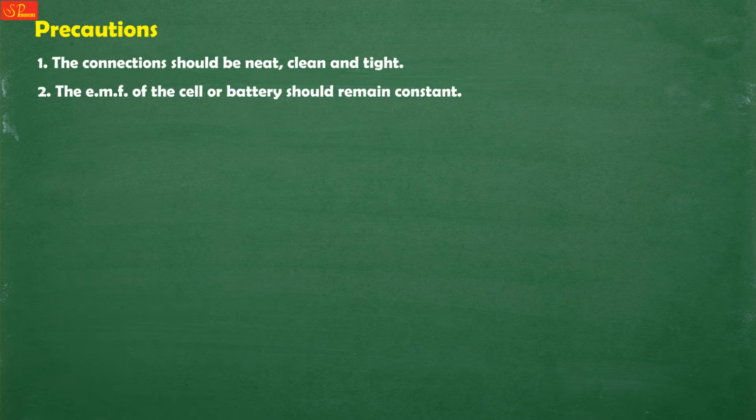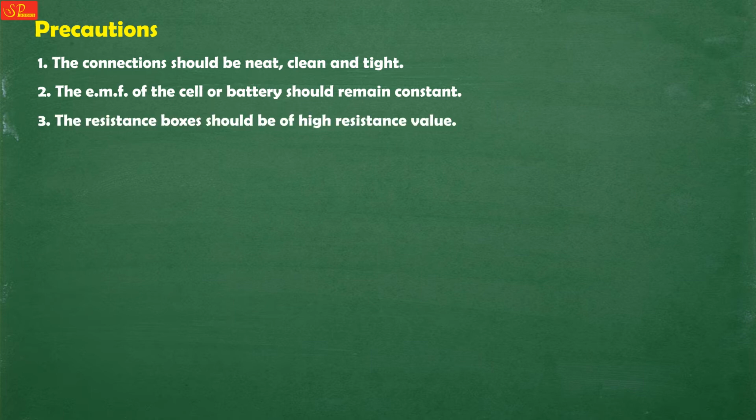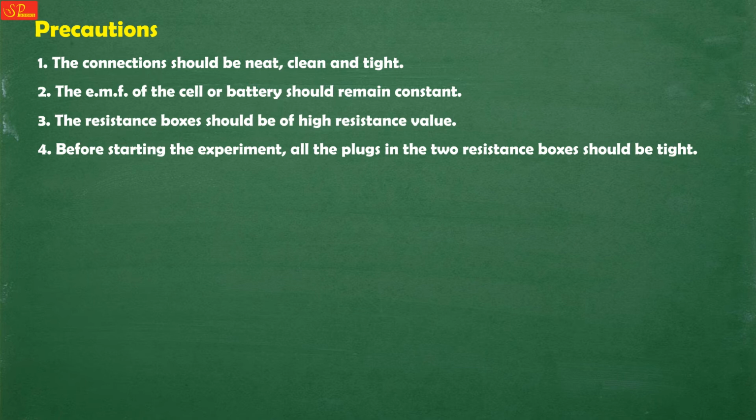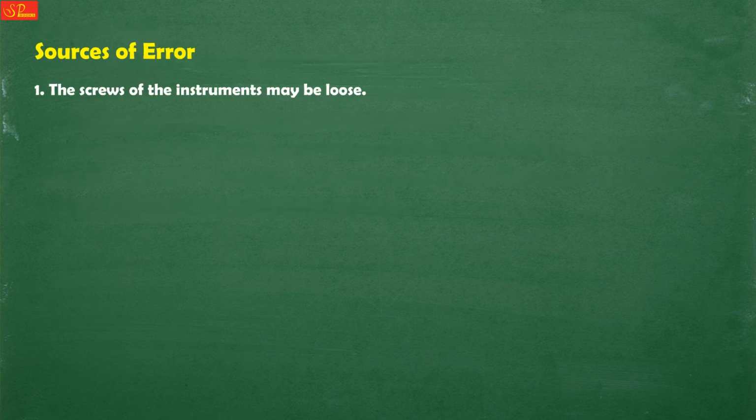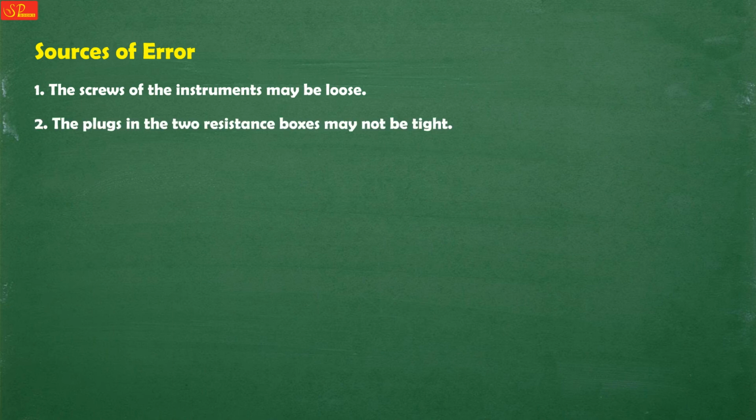Precautions. The connections should be neat, clean and tight. The EMF of the cell or battery should remain constant. The resistance boxes should be of high resistance value. Before starting the experiment, all the plugs in the two resistance boxes should be tight. The diameter of the wire must be measured carefully since d square is involved in calculations. Ammeter should always be connected in series.